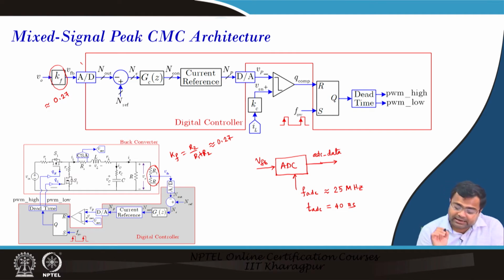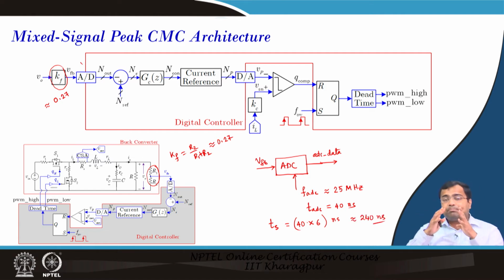So what is the sampling delay? The sampling delay here is 40 nanosecond times 6 units, as we have shown, so it is roughly around 240 nanosecond. This is simply because of sampling, because this is a pipeline ADC where there is a 6 cycle delay, and we are using a high frequency clock so that we can reduce the overall conversion time.